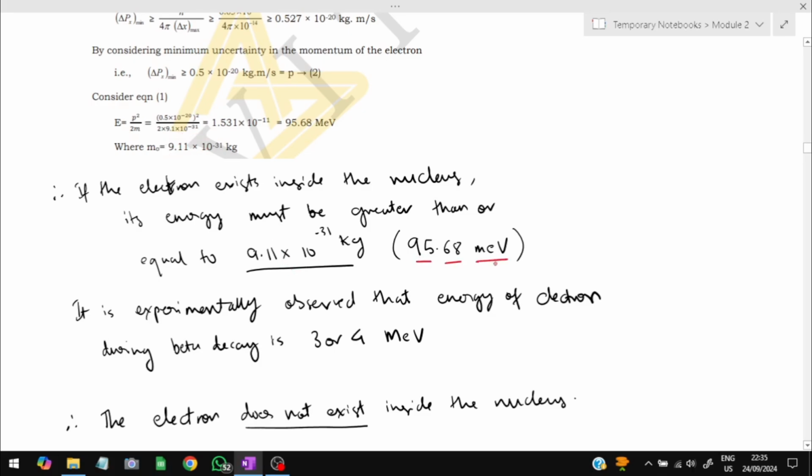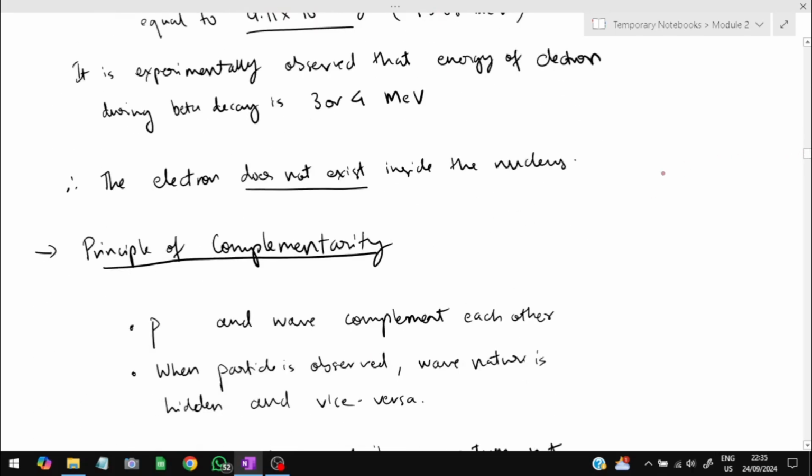that is equivalent to 95.68 MeV. It is experimentally observed that the electron's energy in beta decay is 3 or 4 MeV. See, it is 3 or 4 only, but here we are required to have at least 95. So what does that indicate? It indicates that the electron does not exist inside the nucleus. So this is a very important concept, the application of Heisenberg's uncertainty principle in the non-existence of the electron in the atomic nucleus.